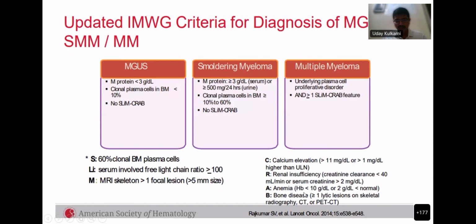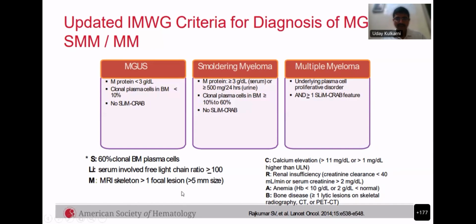A is anemia, hemoglobin being less than 10 gram per deciliter or a 2 gram fall from the normal. B denotes bone disease, with one or more lytic lesions on skeletal radiography, CT or a PET CT. Those are the CRAP features, which essentially indicate that the level of plasma cell accumulation is causing symptoms. So either there is hypercalcemia, or renal insufficiency, or anemia, or they have lytic lesions.